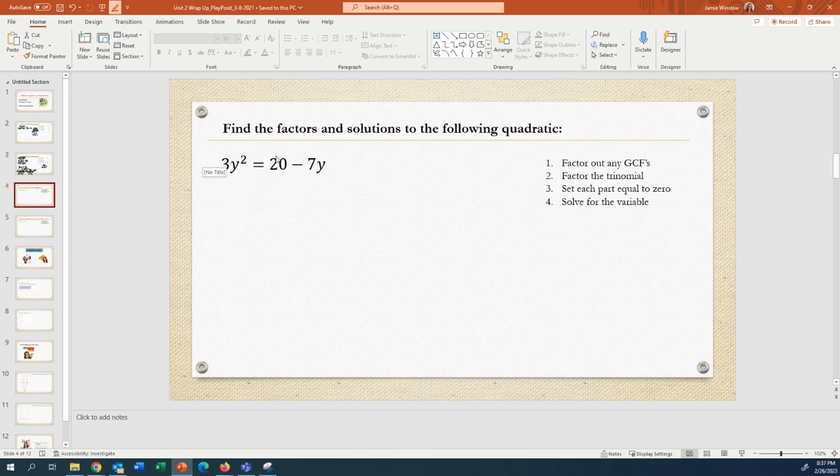All right, let's get everything on the same side. So we'll do minus 20 and plus 7y.